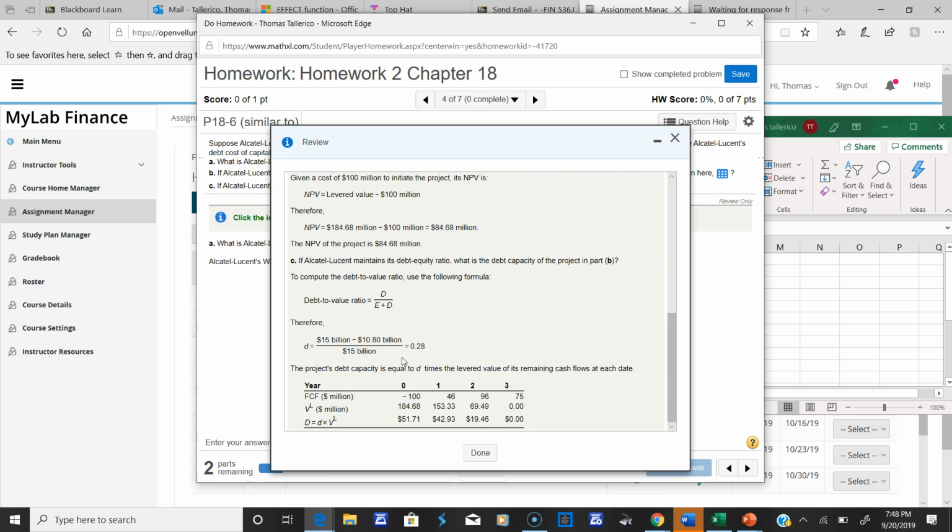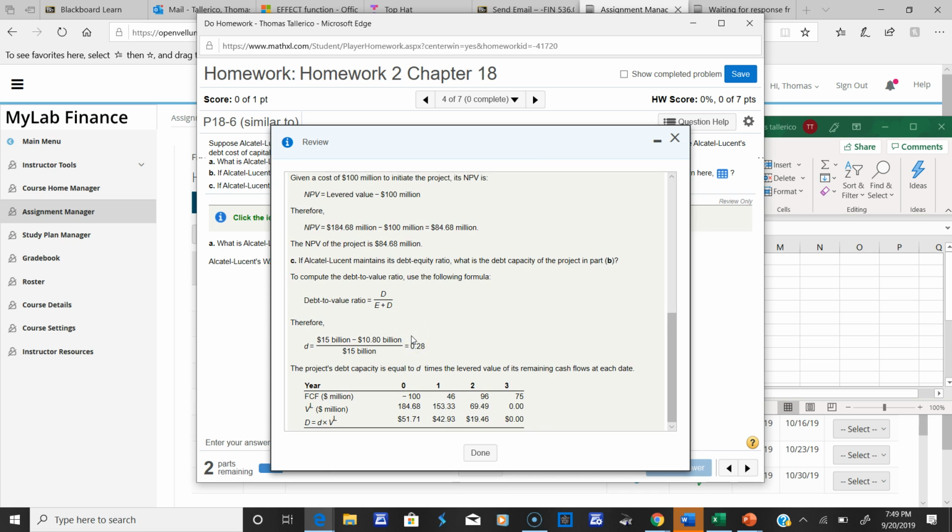Now for part C, it's going to maintain its debt equity ratio, right? And here's the debt to value ratio, and you would put the difference between the value minus the equity to get the debt, and here's the equity plus debt. So you have a multiplier here of 0.28, okay, for the debt to value ratio that you get here.